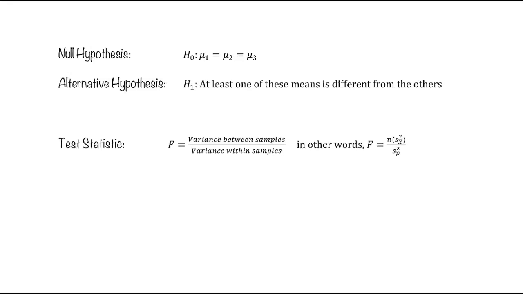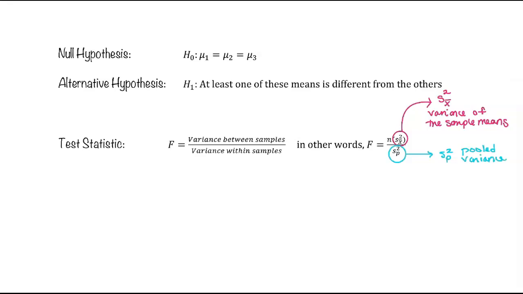The test statistic in this case takes into consideration some very interesting relationships within the data set. The numerator is equal to the variance between the samples, and the denominator is the variance within the samples. Let's take a closer look at this notation. S sub x bar squared is the variance of the sample means. We're looking at how much variability there is among the 3 or more sample means. S sub p squared is the pooled variance. This acts as a sort of average of the sample variances.